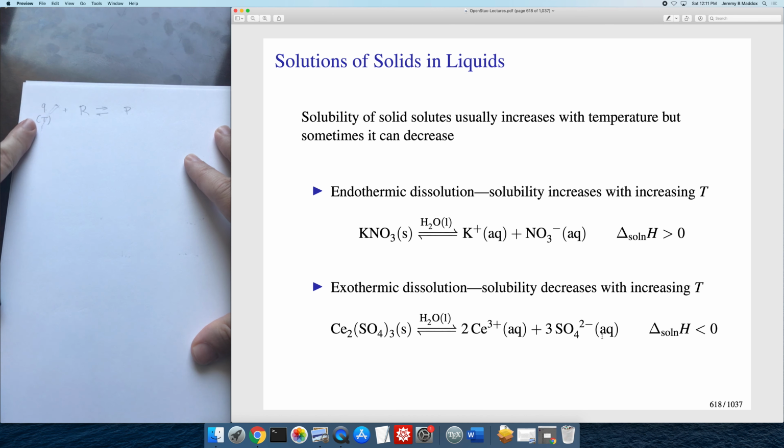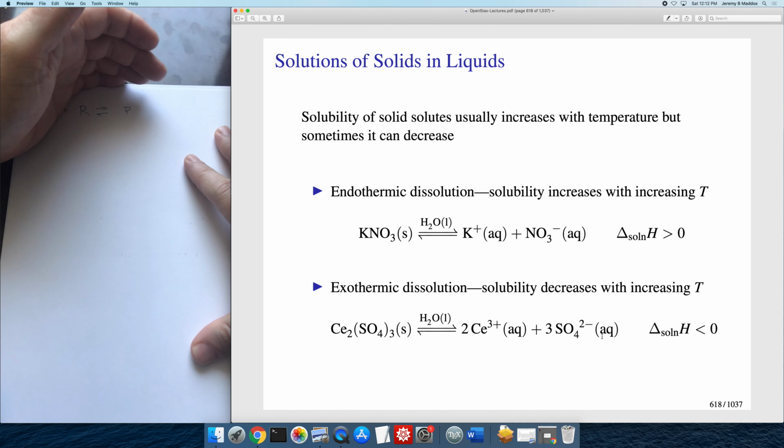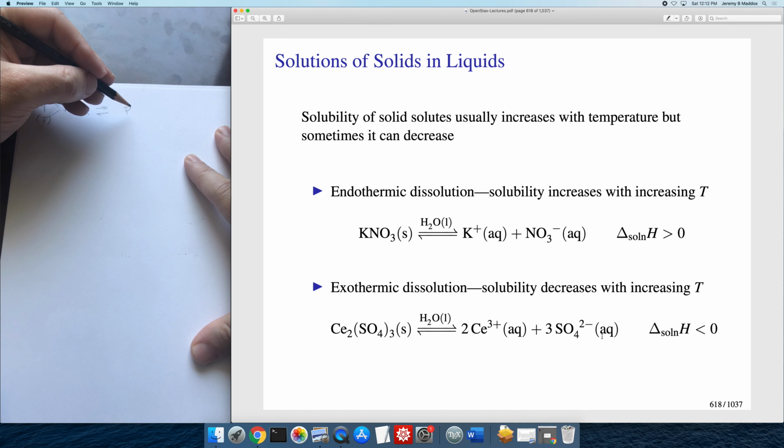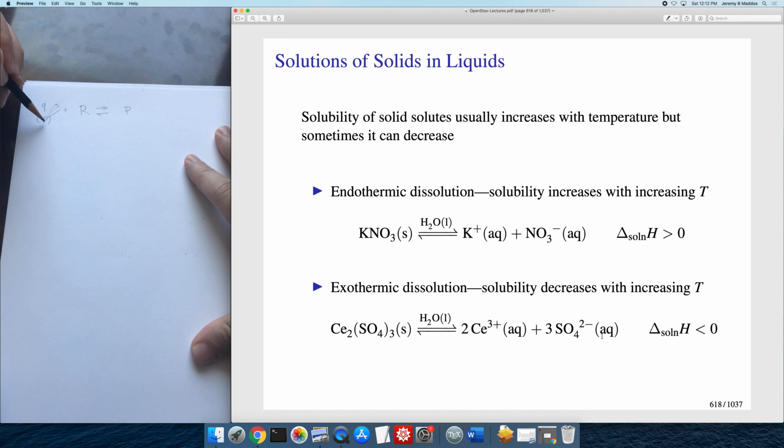So you're going up. To maintain equilibrium, you need to go over. Think of it visually. Increasing the temperature is like a push to the right. So when your temperature is on the left and you increase it, you push to the right. For a dissolution reaction, that has the effect of increasing the amount of dissolved ions.